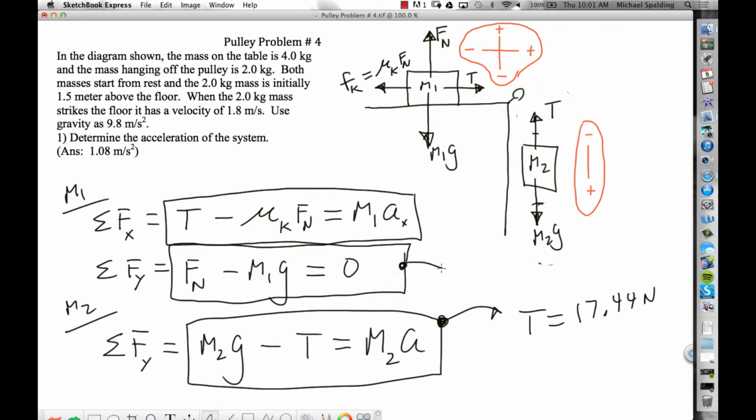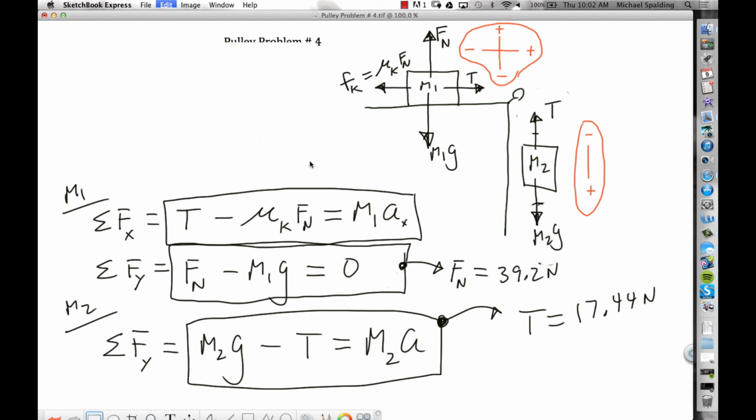Take this equation. What can we get from this equation? From this equation here, we can solve for the normal force. We're going to need it in a second. When you solve for normal force, you get 39.2. Okay? And then finding the coefficient of friction.